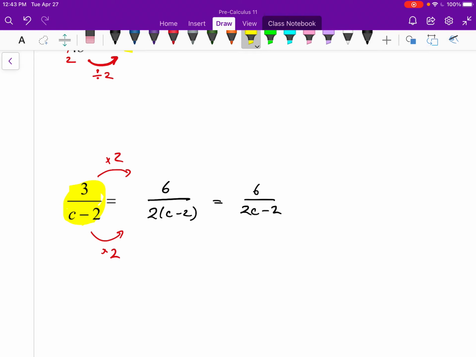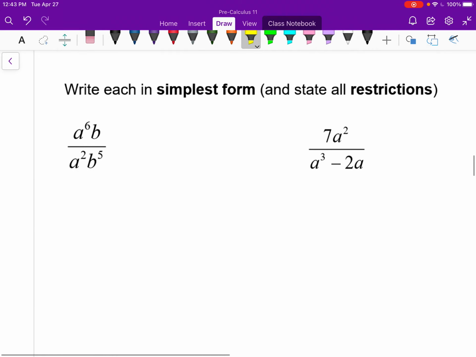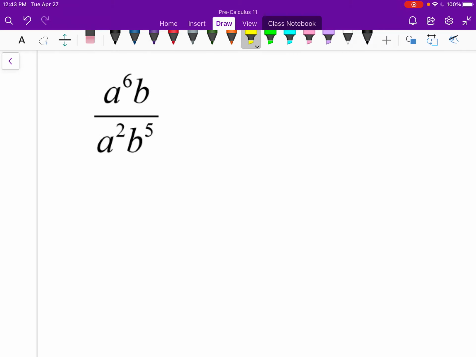All right, so now I really want to focus more on simplifying fractions that have polynomials in them, or simplifying rational expressions, and stating restrictions if necessary. All right, so let's look at this first one, a to the power of 6 b over a squared b to the power of 5. I could start by showing that I can, for example, divide the top and bottom by a to the power of 2.